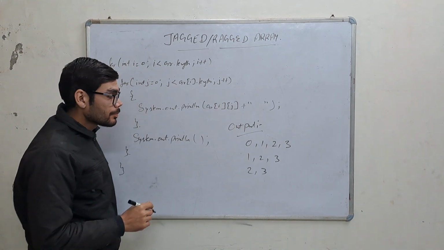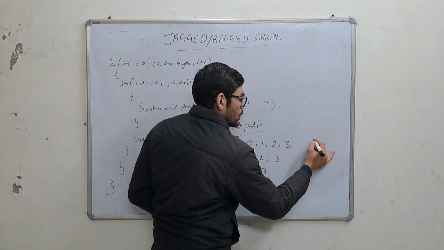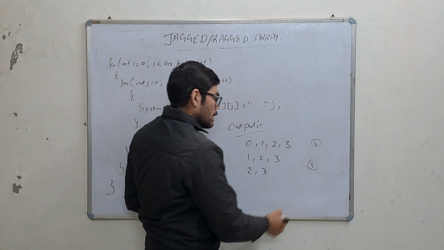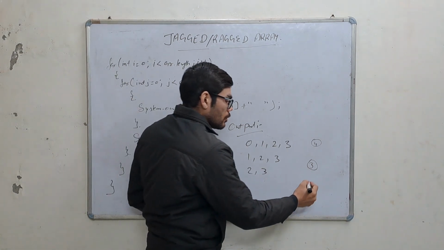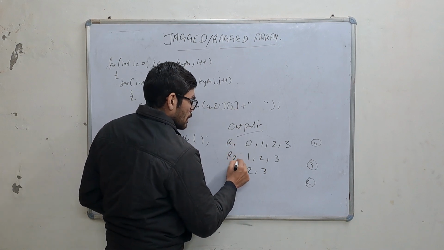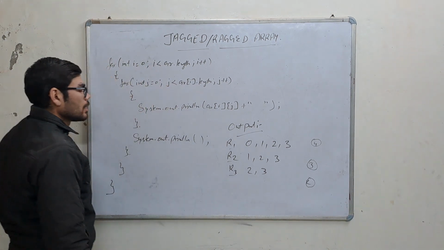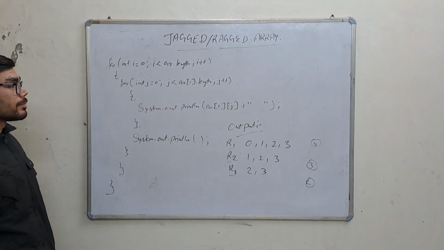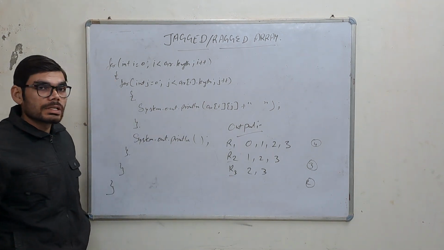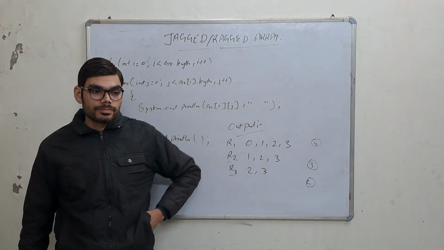Because in the first row we took the number of columns as 4, in the second row we took the number of columns 3, and in the third row we took the number of columns 2. And this is R1, R2, and R3. Based on the jagged arrays, we will also learn the adjacency list, which will be helpful to learn the graphs. Thank you.